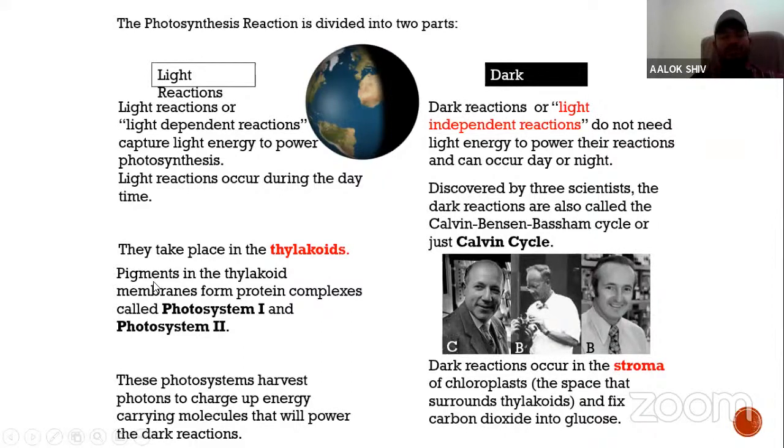In the light reaction, what actually happens is this: as I told you earlier, there are flattened disc-like structures that we call thylakoids. In the thylakoid, different protein complexes are present, and these form photosystem 1 and photosystem 2. Sometimes they are also called pigment system 1 and pigment system 2. These photosystems harvest energy from photons, the energy coming in the form of sunlight, and they convert it into the energy currency, that is ATP and NADPH.